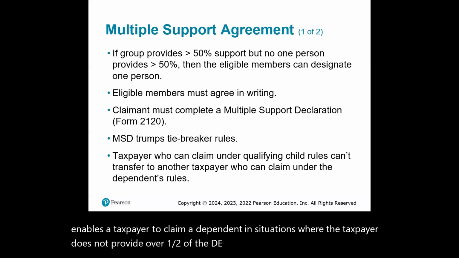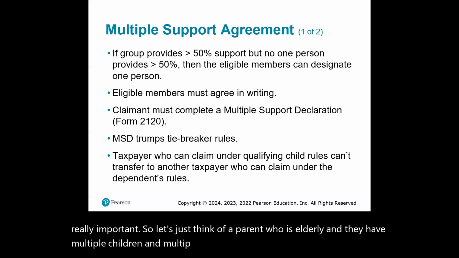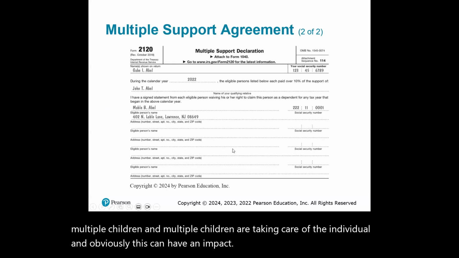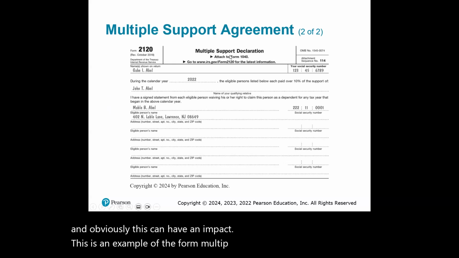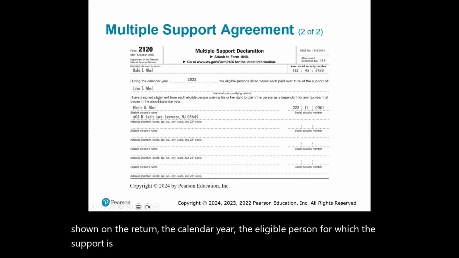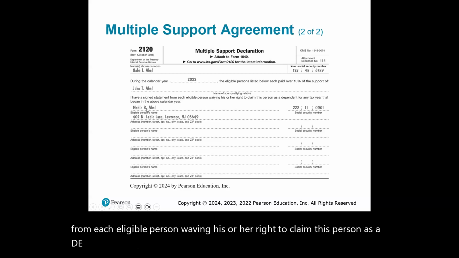So this is definitely really important. Let's think of a parent who is elderly and has multiple children, and multiple children are taking care of the individual, and obviously, this can have an impact. And this is an example of the form, the multiple support declaration: the name shown on the return, the calendar year, the eligible person for which the support is being provided. And then here you see I've signed a statement from each eligible person waiving his or her right to claim this person as a dependent for any tax year that began in the above calendar year.